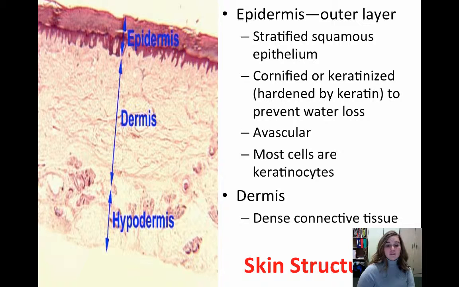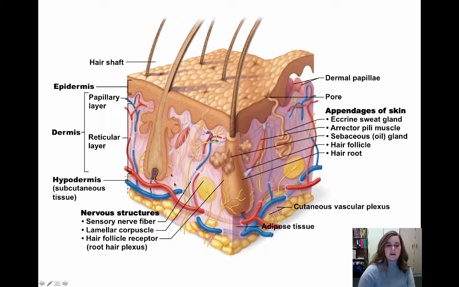And then you have the dermis, which is the dense connective tissue. Remember, going back to this picture, the dermis here is where all the glands and things reside. Okay? And then the hypodermis is at the bottom. That's not really part of the skin per se. It's just at the bottom, and it's where a lot of adipose tissue resides.